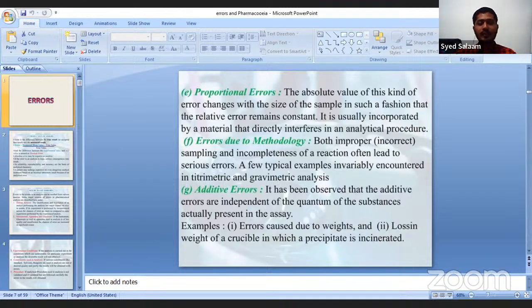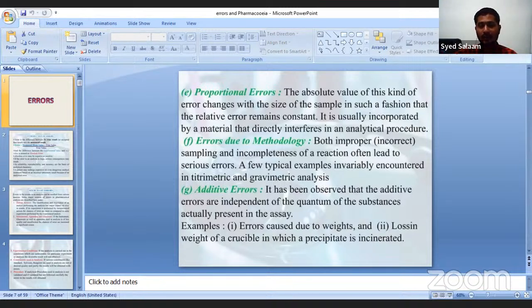A few examples of determinate errors are personal error. For example, a person is colorblind and won't be able to see the colors. When we are going for chromatography, you might be seeing various color bands that will be obtained, and there might be a difference in the color change that could happen when there is completion of reaction when you observe the thin layer chromatography. Likewise, there are certain things in which colors are important.